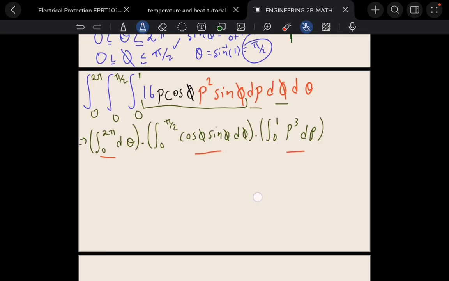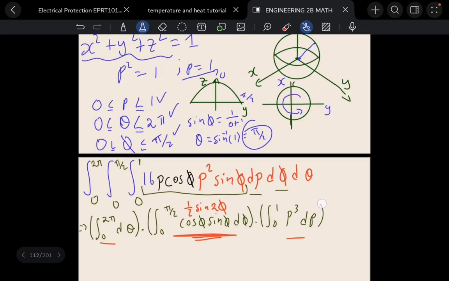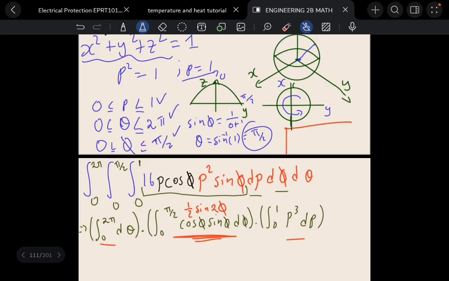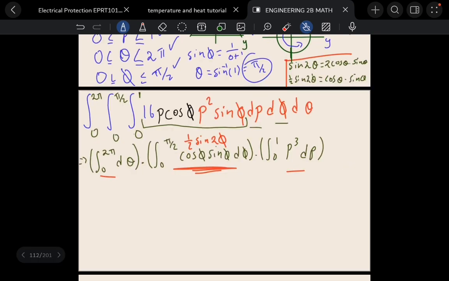But what you need to take note of in the middle one is that you can rewrite that function as 1 over 2 sine 2 phi. Because you understand that sine 2 theta is actually going to be 2 cos theta sine theta. If you divide both sides by 2, I get 1 over 2 sine 2 theta is equal to cos theta sine theta. So we can rewrite that and integrate that.